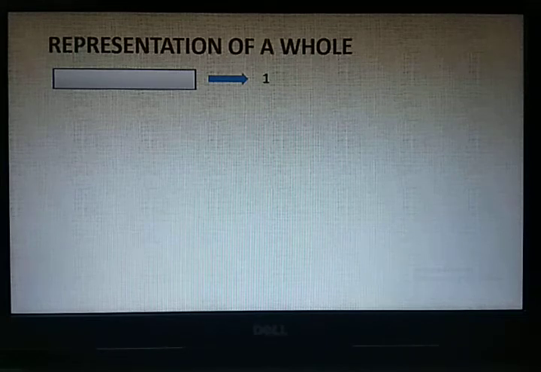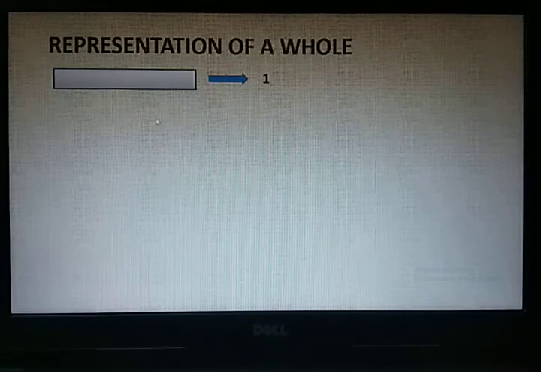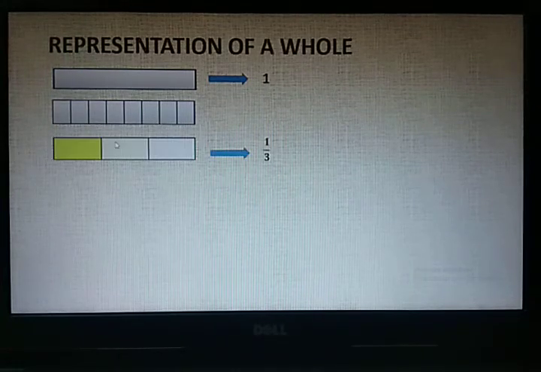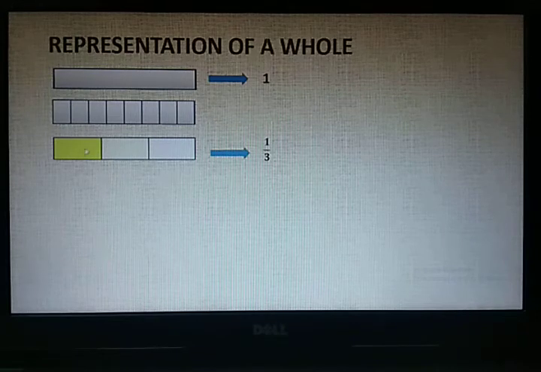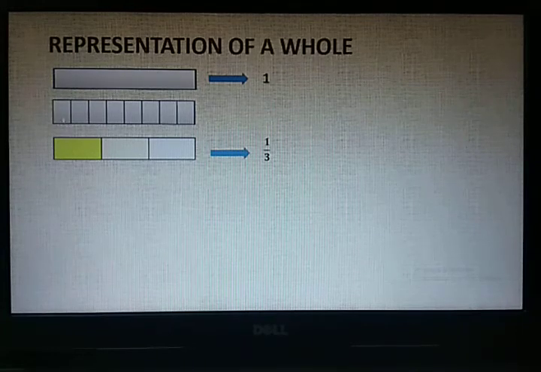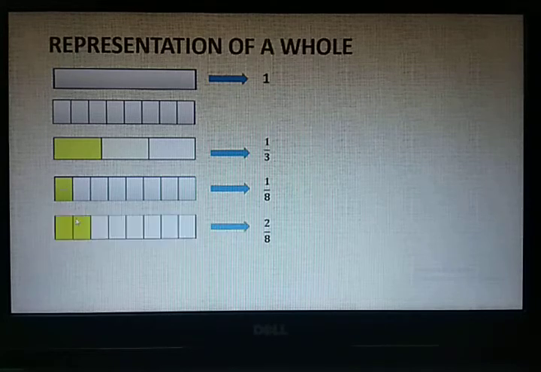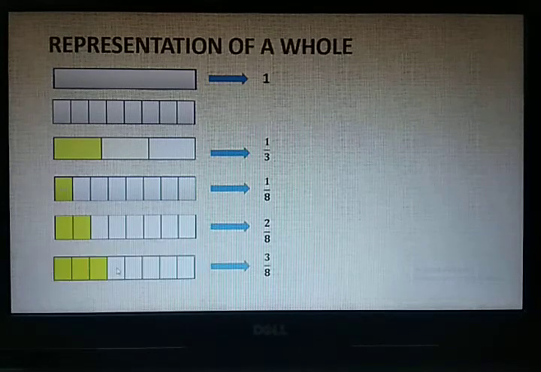Representation of a whole. Just look at here. This is a whole part. This is 1. If we divide it into 8 equal parts, it will look like this. If we divide it into 3 equal parts, it will be like this. If we want to represent only one part, it will be 1 by 3. And if we want to represent one part of this, it will be 1 by 8. If we want to represent 2 parts, it will be 2 by 8.